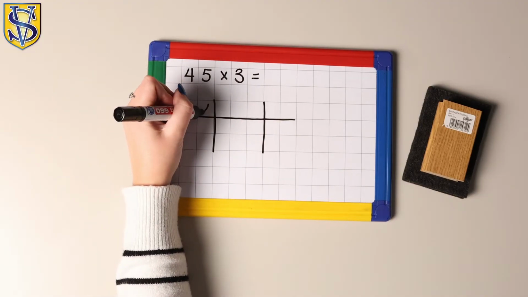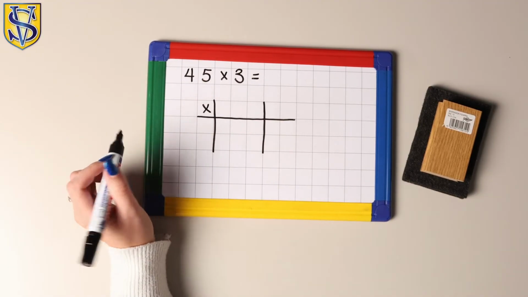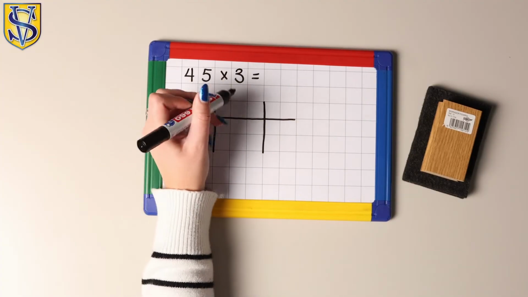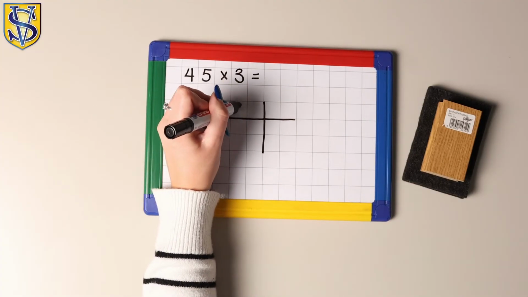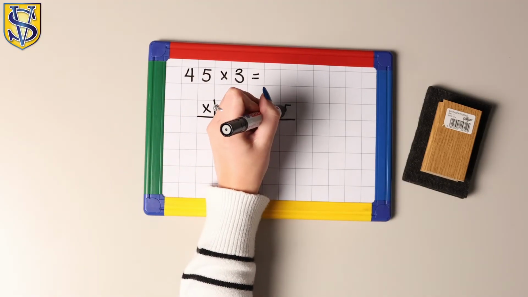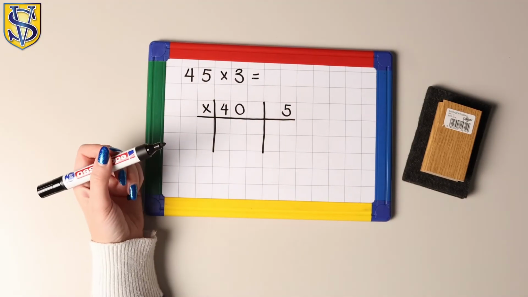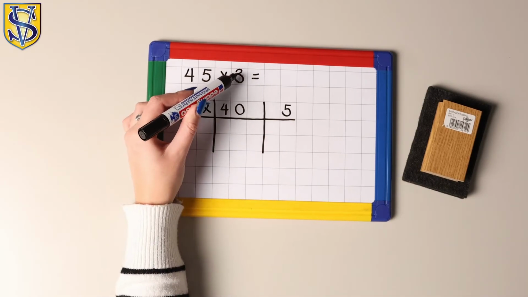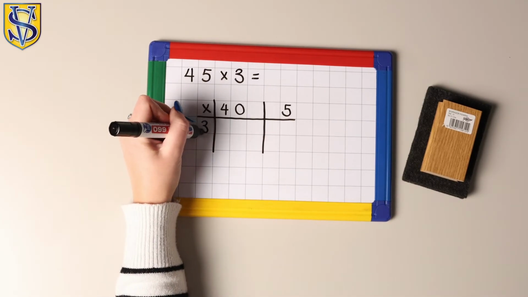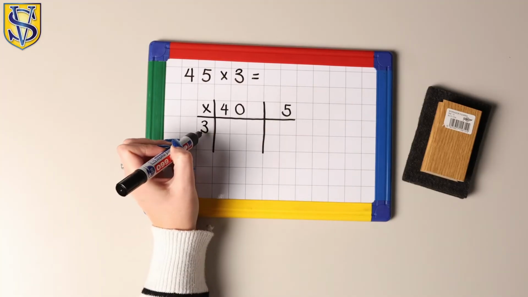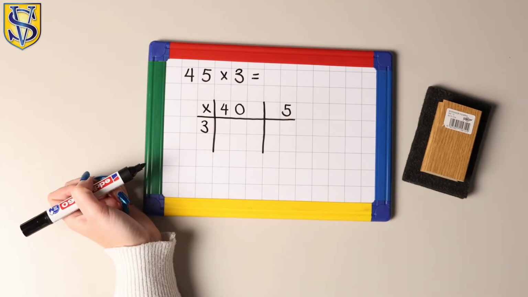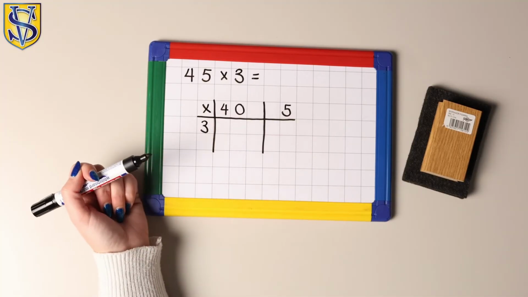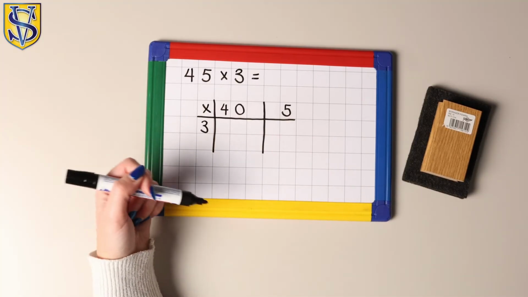Down. I'm going to put the times symbol in the corner so I know that that's there, and I'm going to split it up into 40 and 5. So 40 and 5. It doesn't matter if you've made the grid a little bit too big. It's better to be too big than too small. And then here I'm going to put the 3. So this is 45 multiplied by 3. And that's just broken it down into the tens and the ones, so it's easier to see what we're working out.